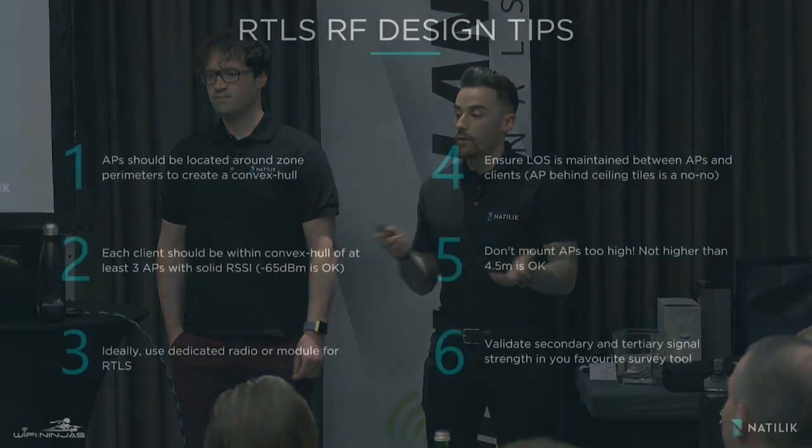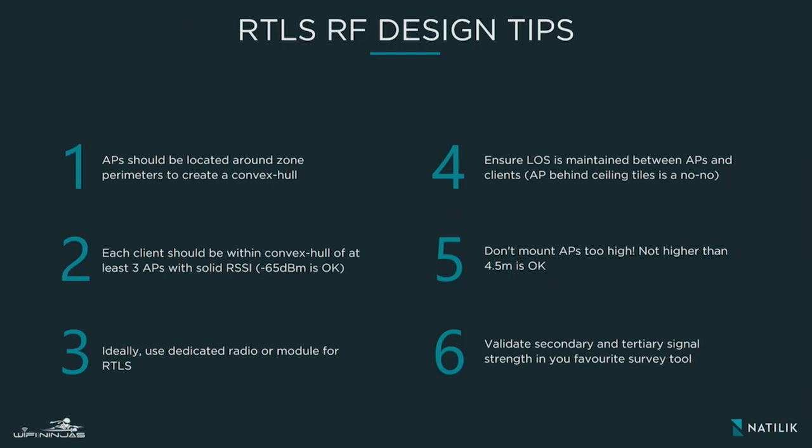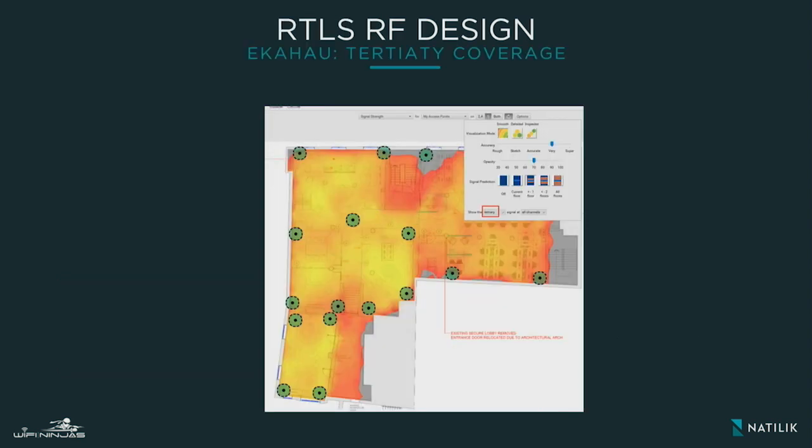Okay. And then finally, the last one is to validate your secondary and tertiary signal strength in your favorite survey tool. We only have one, so we're going to show you how you do that in Ekahau. You can go to the options and then view the tertiary signal on the all channels, and it will show you if the APs have got tertiary signal for your coverage requirements.